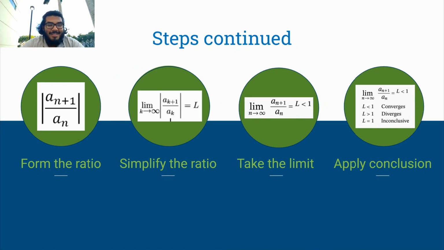Usually it's not as simple as it sounds, but you would factor out terms, or expand the terms for factorials and for exponential values of n plus 1 divided by n. Once you have simplified to the best of your abilities, you take the limit of that ratio, and the result of the limit is what you apply the conclusion to. If it's less than 1, it converges. If it's greater than 1, it diverges. And if it is equal to 1, it is inconclusive.